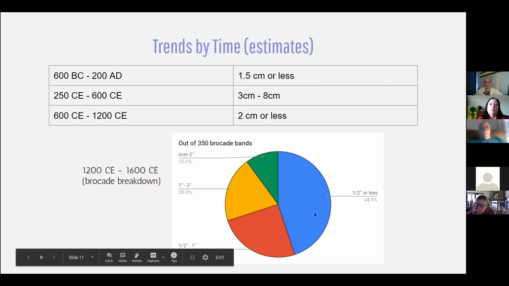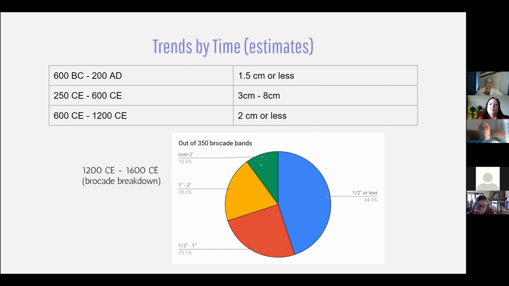Because my particular baby has been brocade projects, I've done a lot more poking, a lot more research, a lot more compilation in that one. 44% of the bands are 1/2 inch or less. This is going from a little later period, 11th century. Over the 10% of bands that are over 2 inches are on clerical garments, almost exclusively. The one exception to that is Roger of Sicily's cloak has a band that is about 7 inches wide. It is fabulously obnoxious.